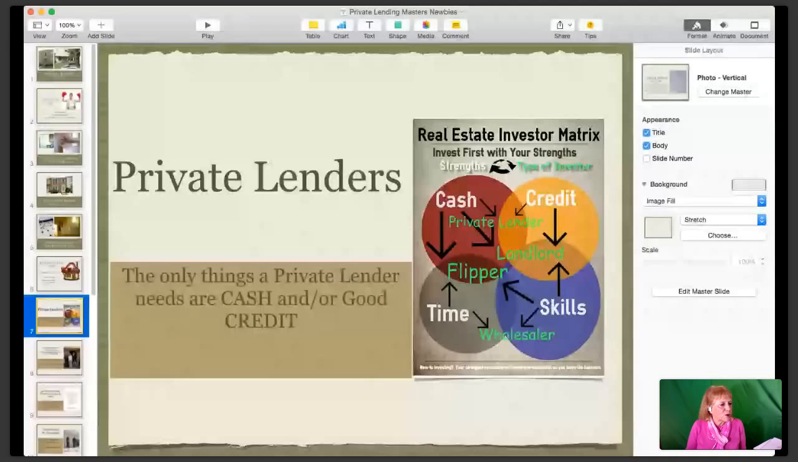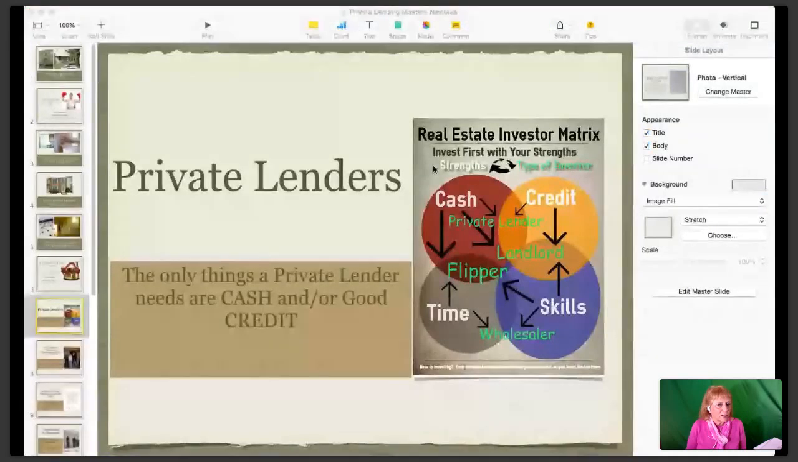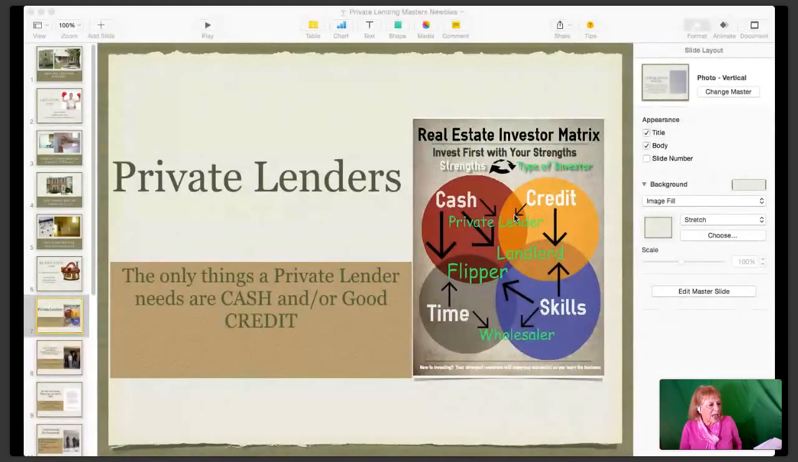So the 4 strengths that you have here, I'm putting a circle around it, are cash. They're in white. Cash, you can have credit, you can have time, and you can have skills. And the 4 types of investors are private lender, landlord, flipper, and wholesaler. And I've drawn arrows to make it clear which strengths you need to become which type of investor. So today we're going to focus on the private lender aspect of it, where you need some cash, you need some credit, you don't really need a lot of time, and you don't need a lot of skill. So it's cash and credit that are the main things.